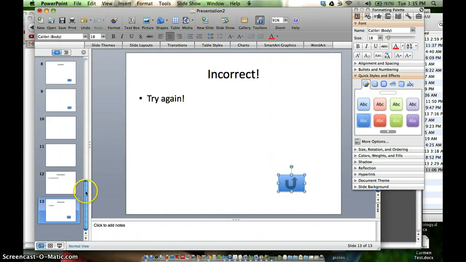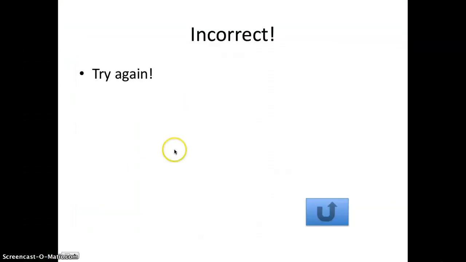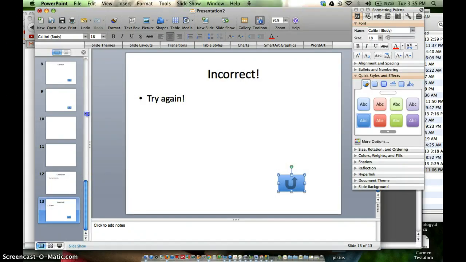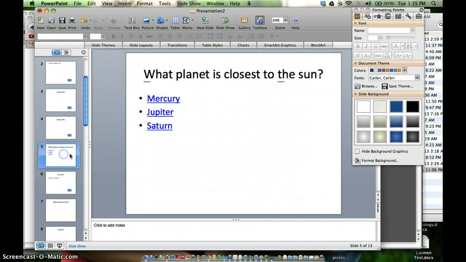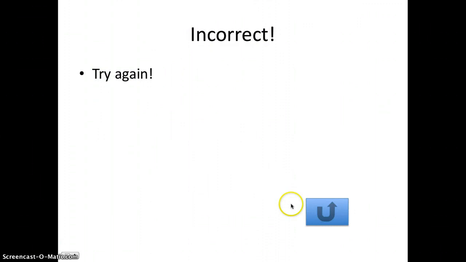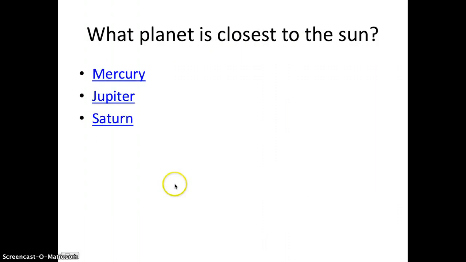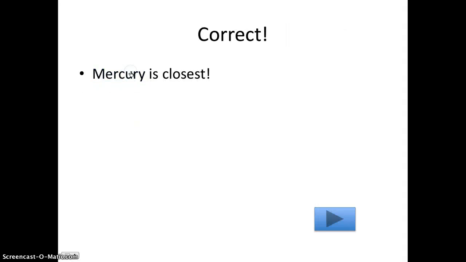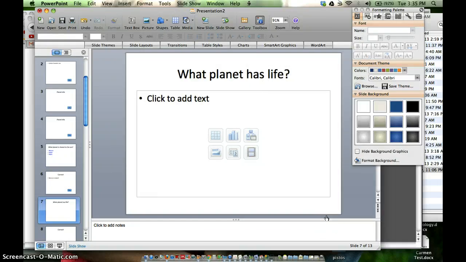So I can show you how that would look in presentation mode. Well, I've got to start at the question. I'm sorry. So I start at this question and go to the presentation mode. What planet is closest to the sun? I'm going to miss it and go to Jupiter. Incorrect. Try again. So I hit the button. It takes me back to the question. And then I have another chance. Mercury. Correct. So it turns into a fun little interactive quiz for them.